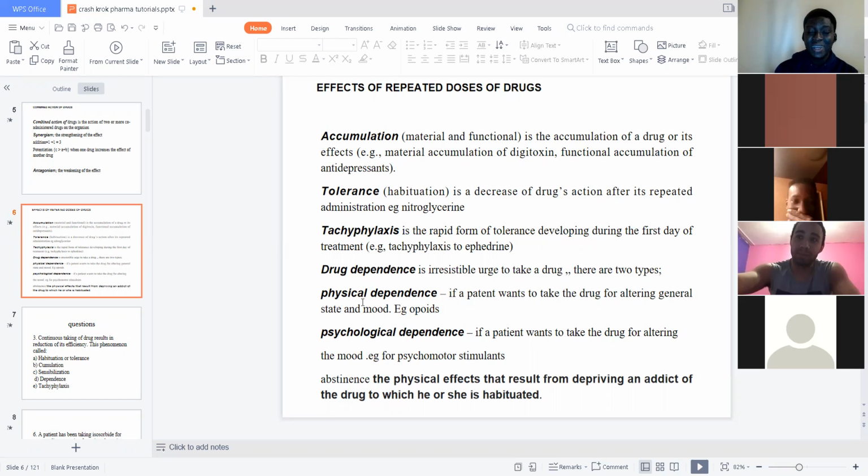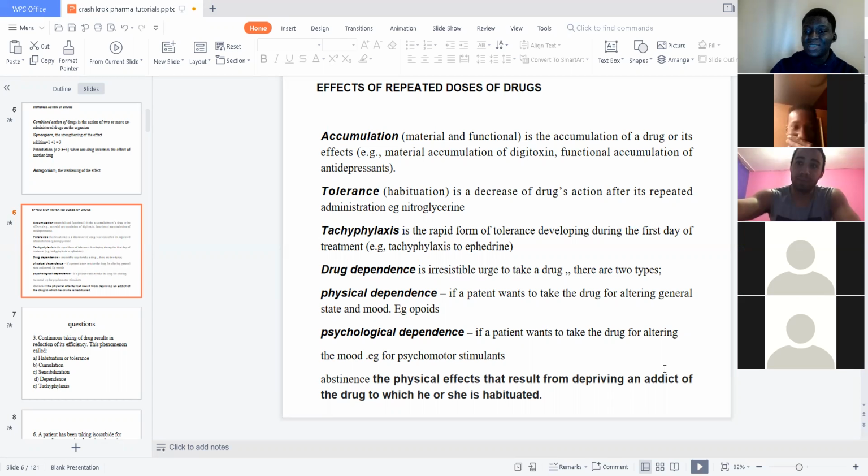But for psychological dependence, there's no physical effect. They're just taking the drug to alter their mood, to make them feel happy, to take away any stress, or to make them feel relaxed. So that's the difference between physical dependence and psychological dependence. Physical dependence takes away the pain, while psychological is just to make their mood feel better.